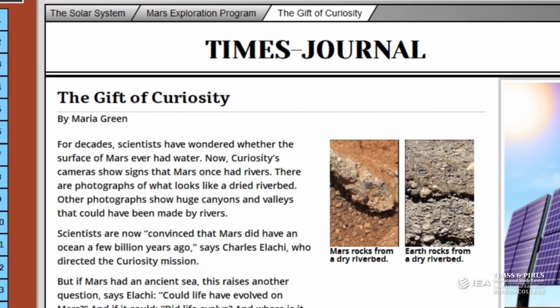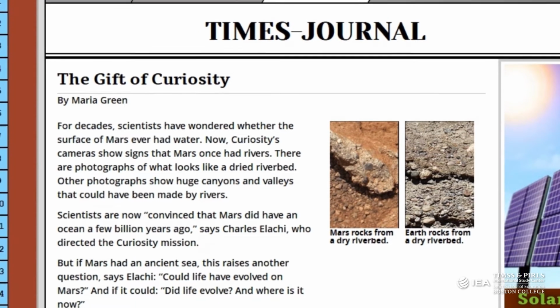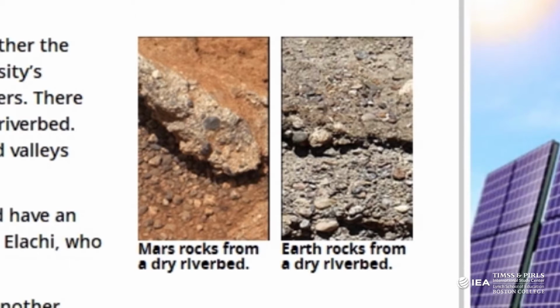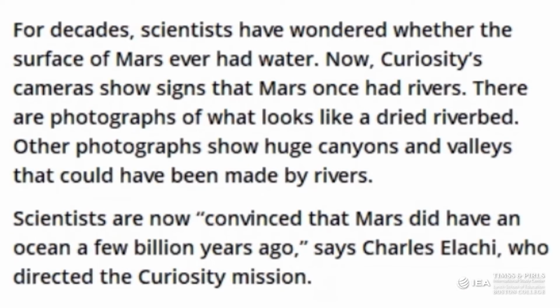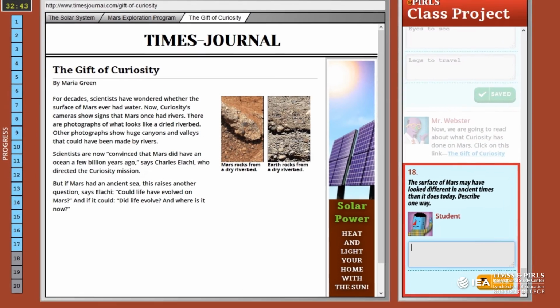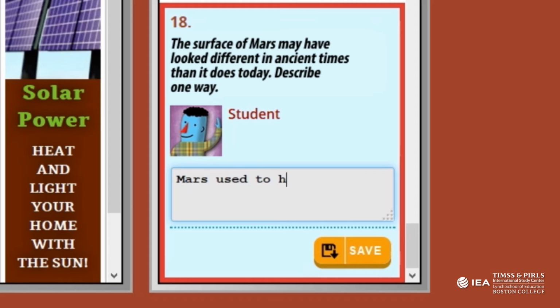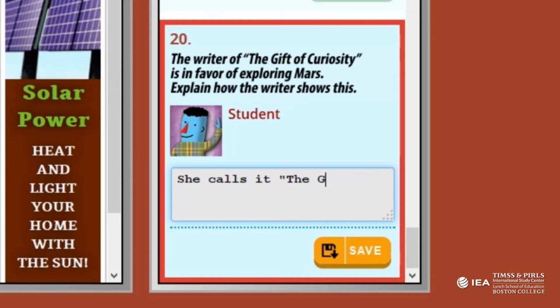In the final website, The Gift of Curiosity shows some of the photos that Curiosity had sent back and explains scientists' understanding of what they might mean. Based on the article, students answer a constructed response question about the surface of Mars and another in which they consider the writer's point of view.